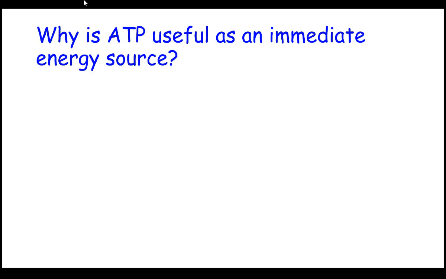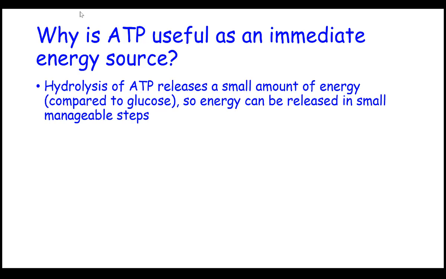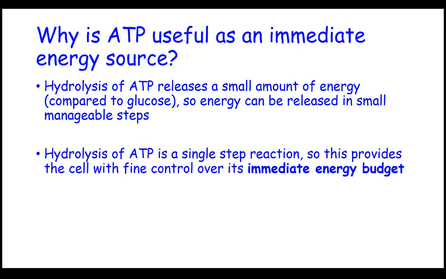So the next part then is, why is ATP useful as an immediate energy source? Well, there's three main reasons. Firstly, hydrolysis, which is the breakdown of ATP, releases a small amount of energy compared to glucose, so the energy can be released in small, manageable steps. We're going to see that if you want to break down glucose to release energy, it actually takes loads of different steps. So hydrolysis of ATP is just one simple step, breaking down one single bond.